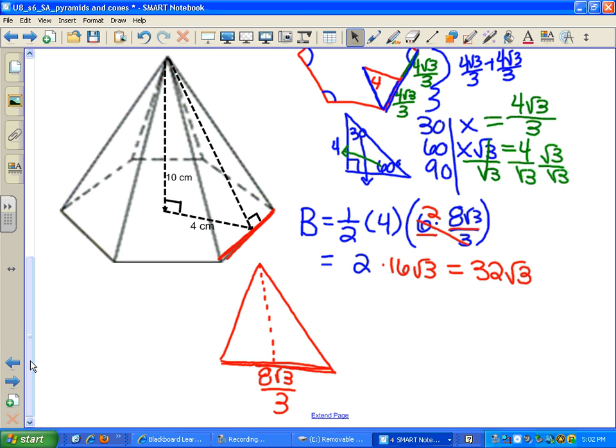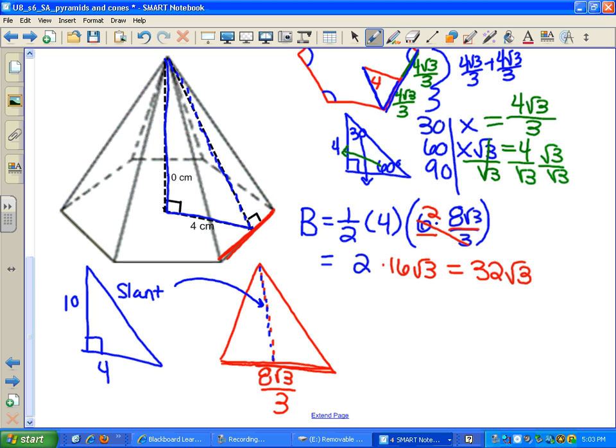So I only need to find the area of one triangle and then multiply it by 6. Well, this is called my slant height. And the slant height in my three-dimensional picture is this diagonal that's formed by the height, which is 10, and the apothem, which is 4. So here is 10, here is 4. Here is my slant height, which is the same as the height over there in my triangle.